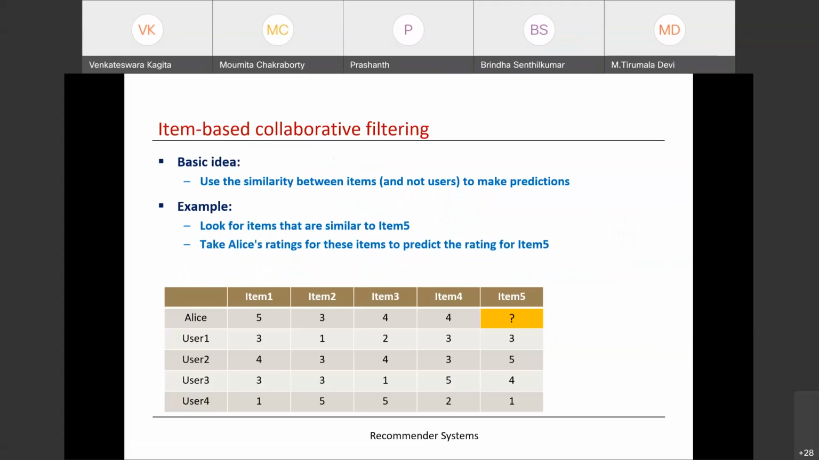Now, item-based collaborative filtering. The basic idea is to use the similarity between items to make the predictions. For example, look for items that are similar to item 5, because we want to make a prediction for item 5. Suppose you identify that item 2 and item 4 are similar to item 5 using some similarity measure. Then use Alice's ratings for those items to make the prediction for item 5.